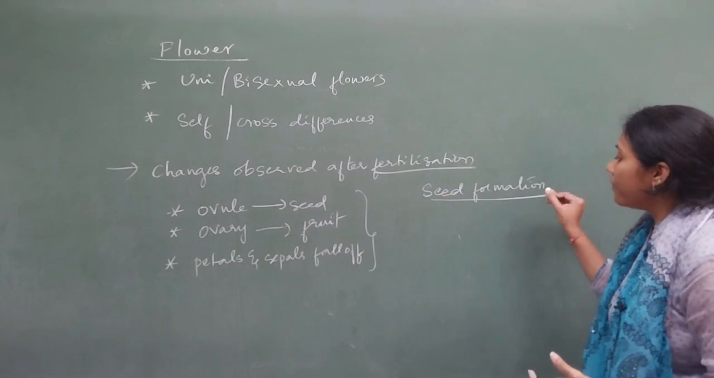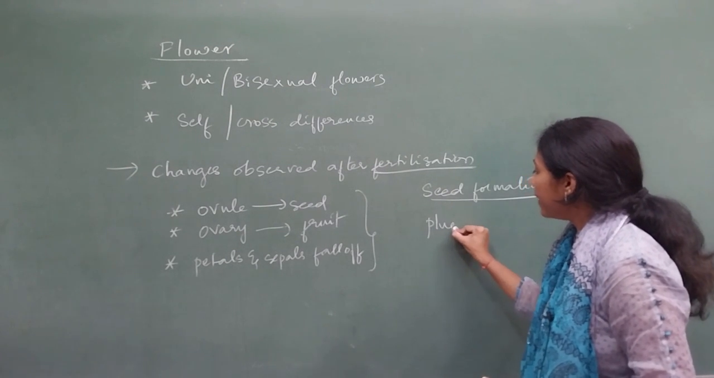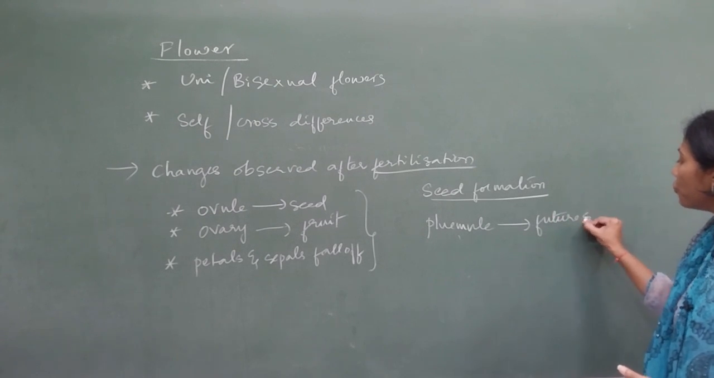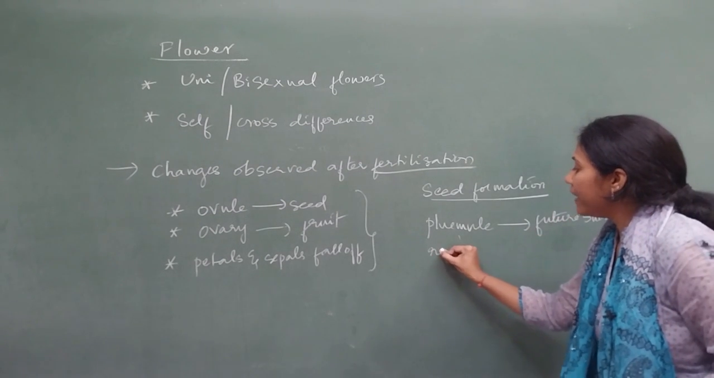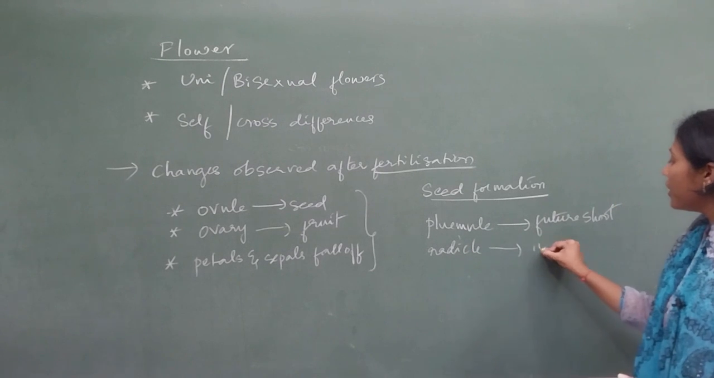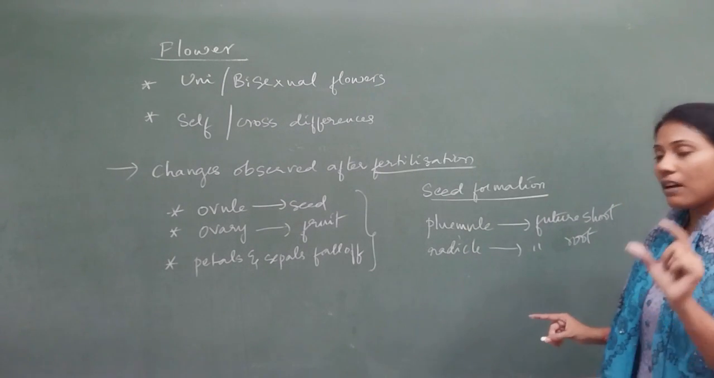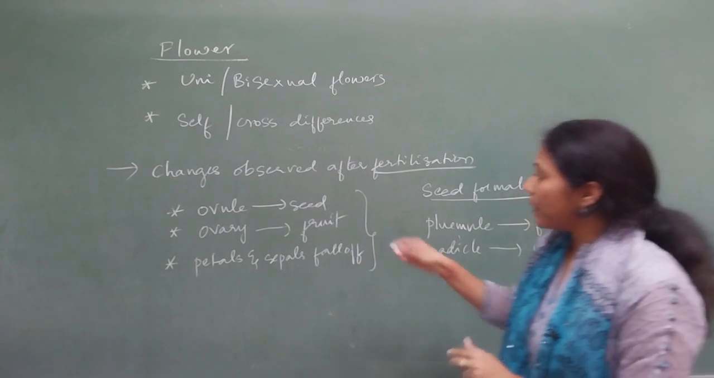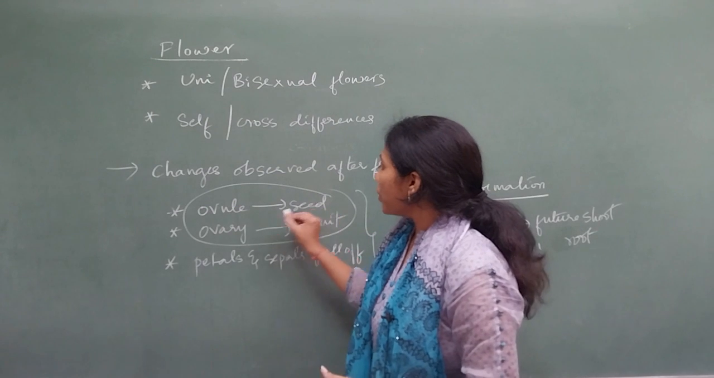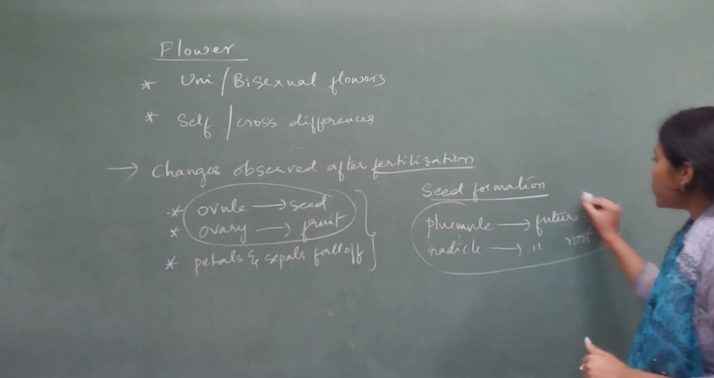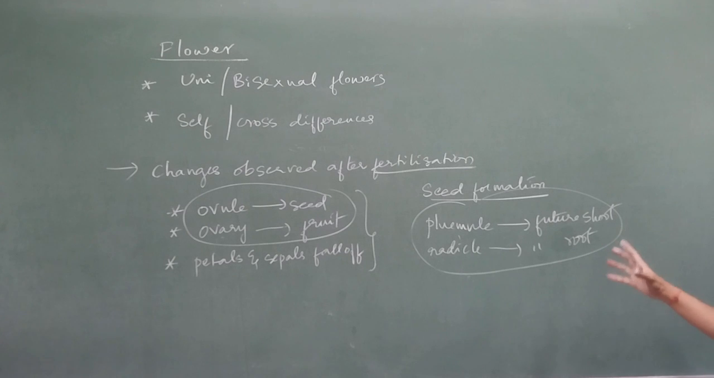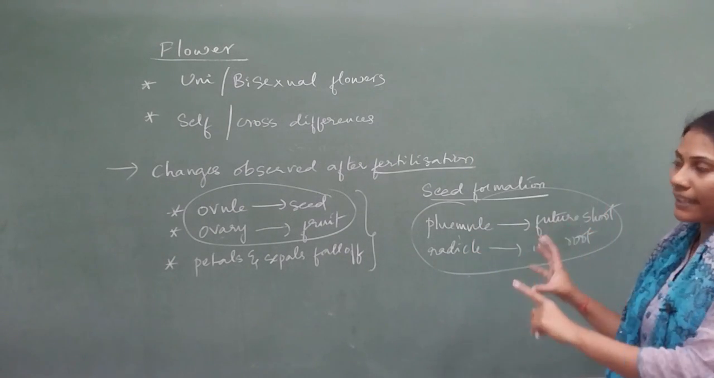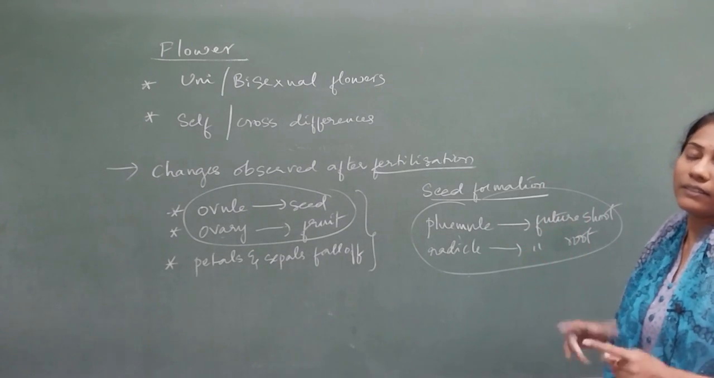That seed will have a plumule and a radicle. So what is a plumule? Plumule is nothing but the future shoot, and the radicle will develop as the future root. Cotyledons are like a food storage for the embryo. These changes are very important: what the ovule changed into, what the ovary changed into, what the plumule changed into, what the radicle changed into. Many times 1 mark questions were framed on this concept. So this is what you have to take care of in reproduction in plants.